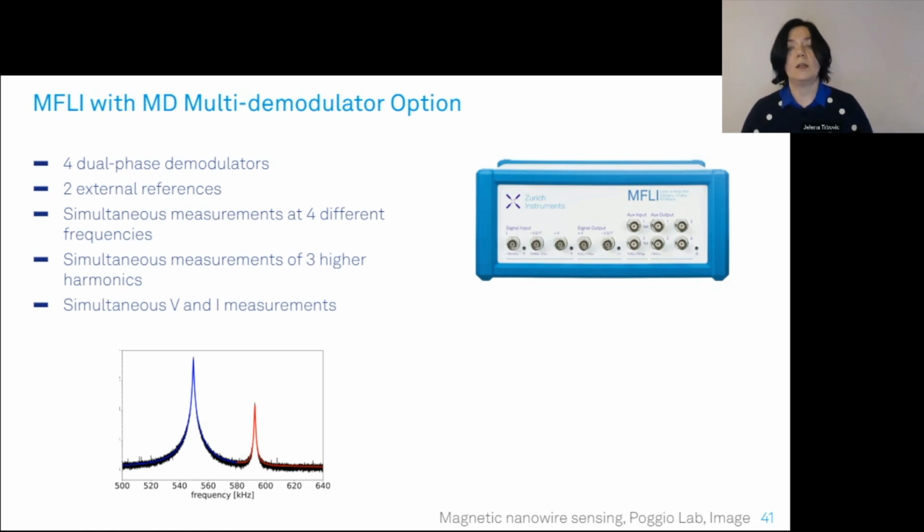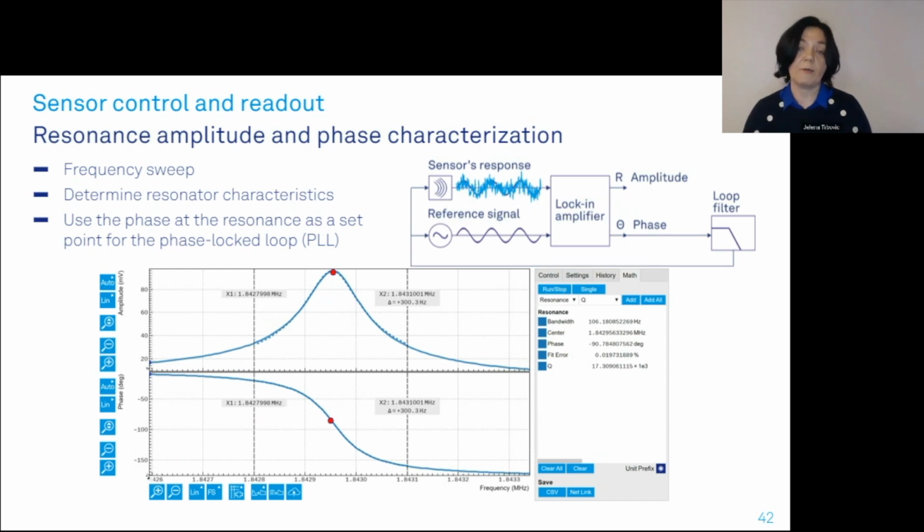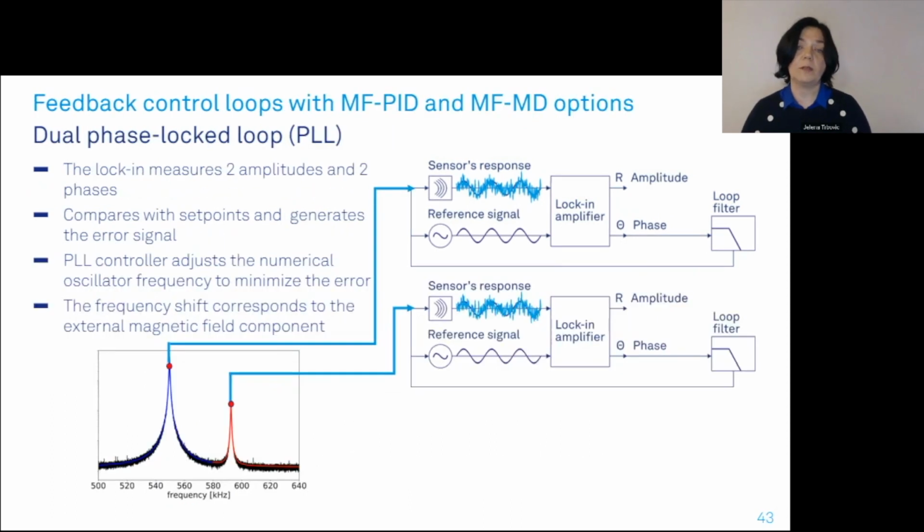And for this, you can use available tools like the Sweeper, first of all, to characterize the sensor, then find which phase you need to provide to the phase lock loop to lock onto this signal. And we can see here that with the MF-MD option that has multiple demodulators and PID control, you can track these two resonances at the same time, and the lock-in will measure the shift from the resonance frequency, and that will be used as a signal that corresponds to the surrounding magnetic field components.